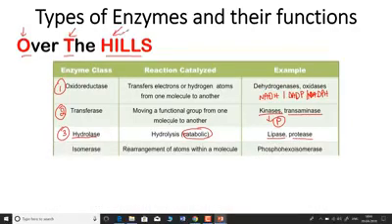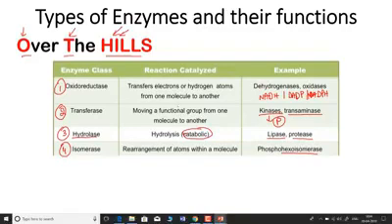Then the fourth one, I of hills, that is isomerase. Isomerase causes rearrangement of atoms within a molecule and helps in conversion between the isomers that are formed. Example, phosphohexose isomerase, which has a very important role in important chemical reactions in our body like glycolysis.